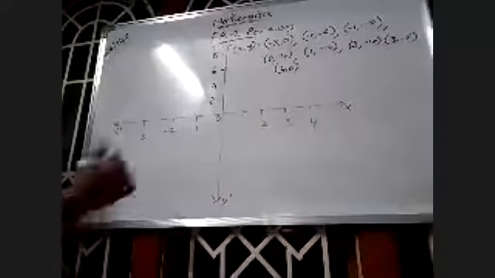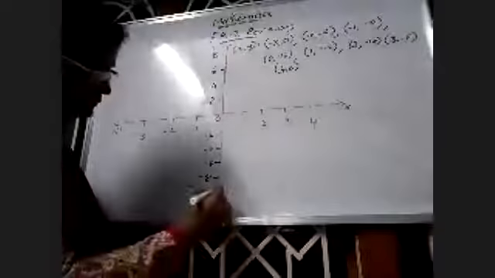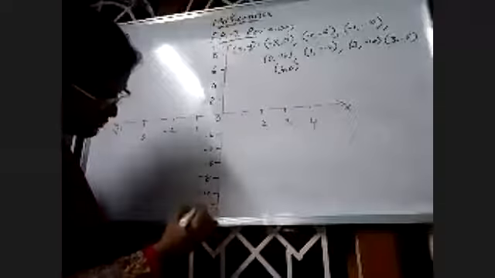2, 4, 6, 8. Okay. Again down I am taking -2, -4, -6, -8, -10, -12. Why? Because here I have the highest term. What is the term? -12.